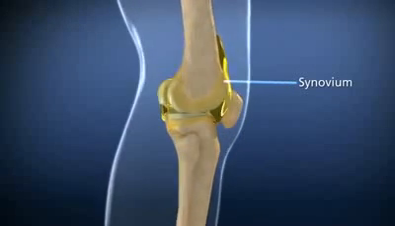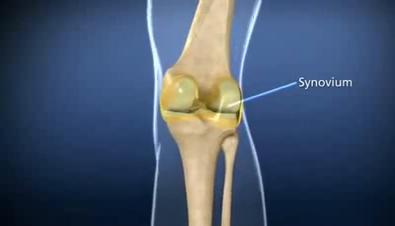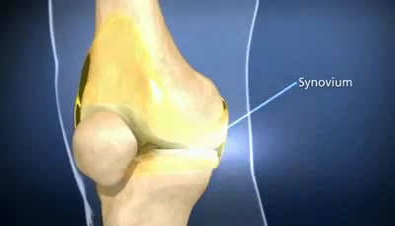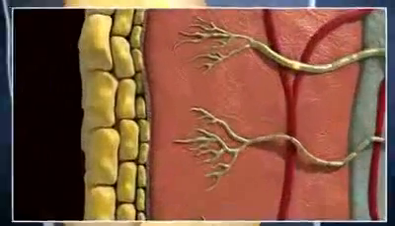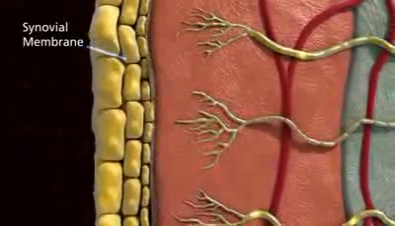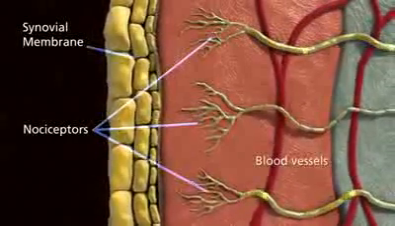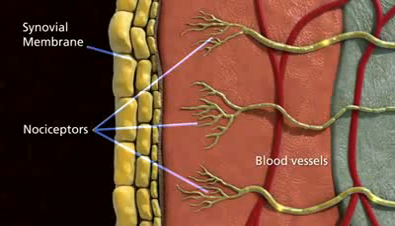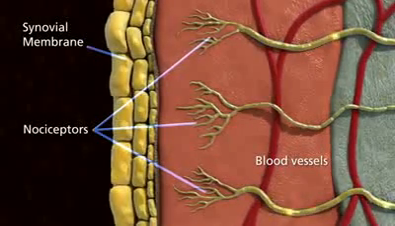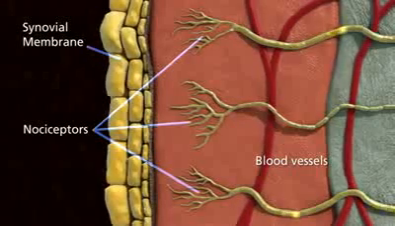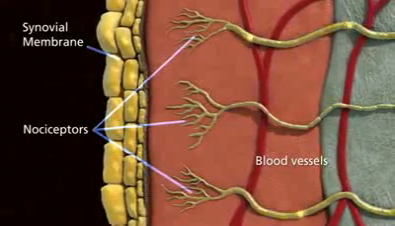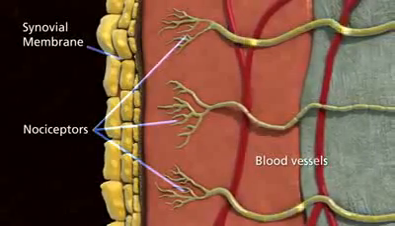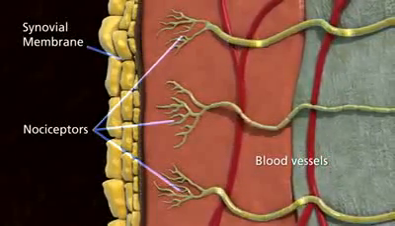The synovium is a thin membrane which lines the cavities of synovial joints and serves to provide nutrition, lubrication, and protection of the joints. Within the connective tissue that supports the synovial membrane are numerous nerve endings and small blood vessels. These free nerve endings are in fact pain receptors, also known as nociceptors. These nociceptors generate pain signals which travel along nerve fibers towards the spinal cord and brain.